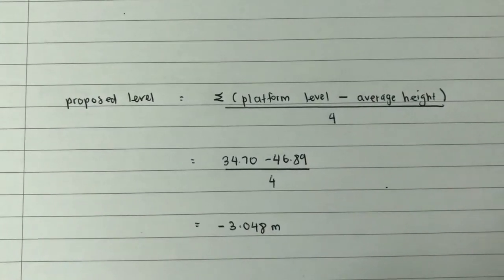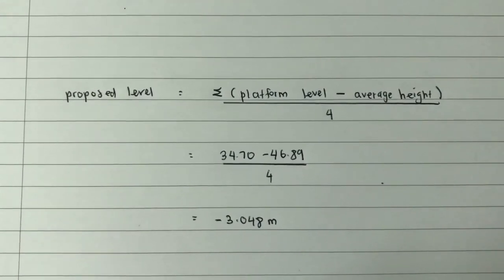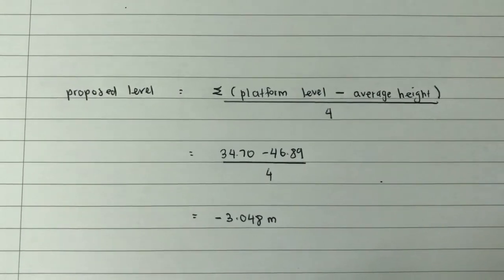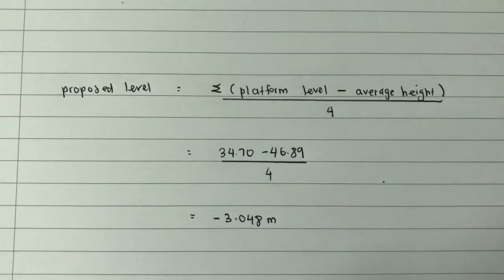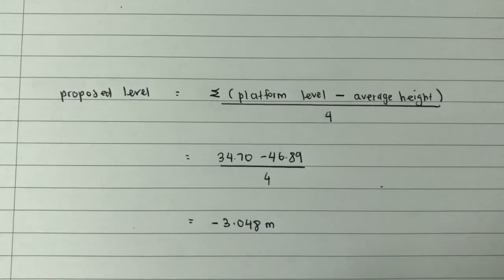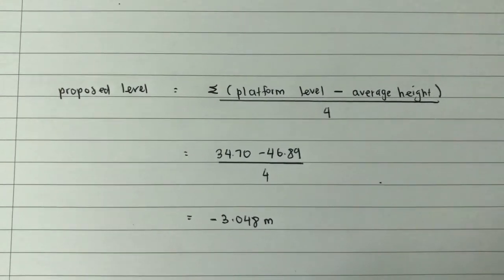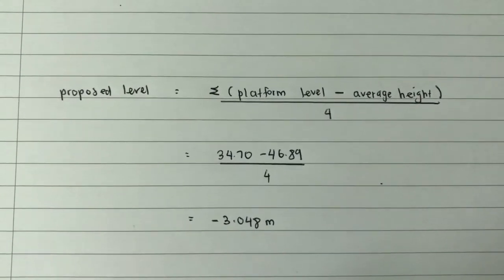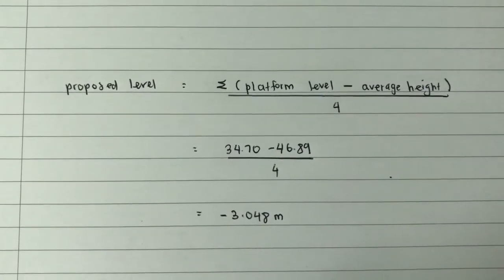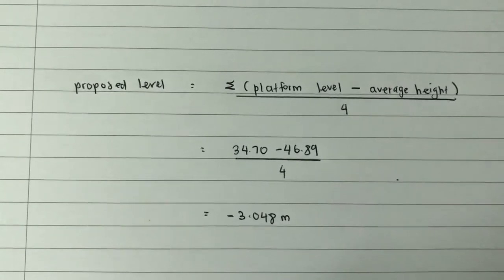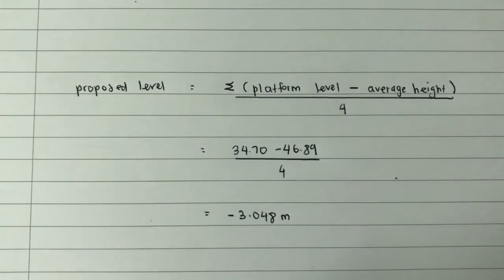Next, we need to calculate the proposed level, which the formula is total platform level minus average height divided by 4. So for early assumption, we choose 34.7 for our platform level and minus it with the average height that we calculated previously and divide by 4. So we got negative 3.048. The negative sign means that the earth needs to be filled.